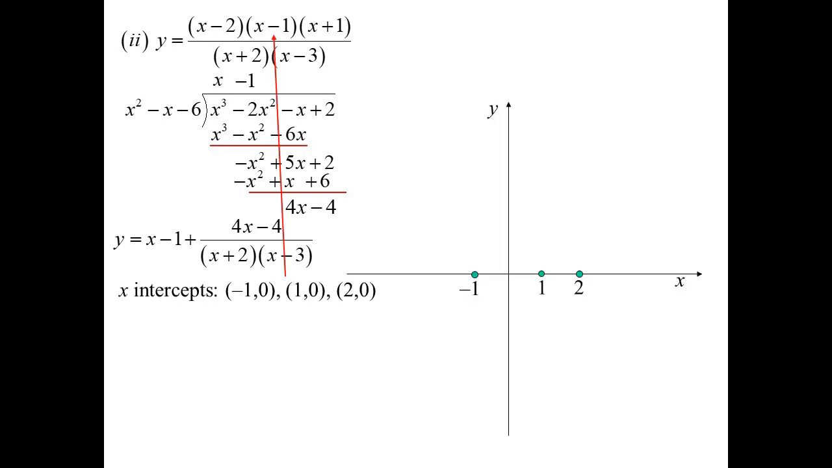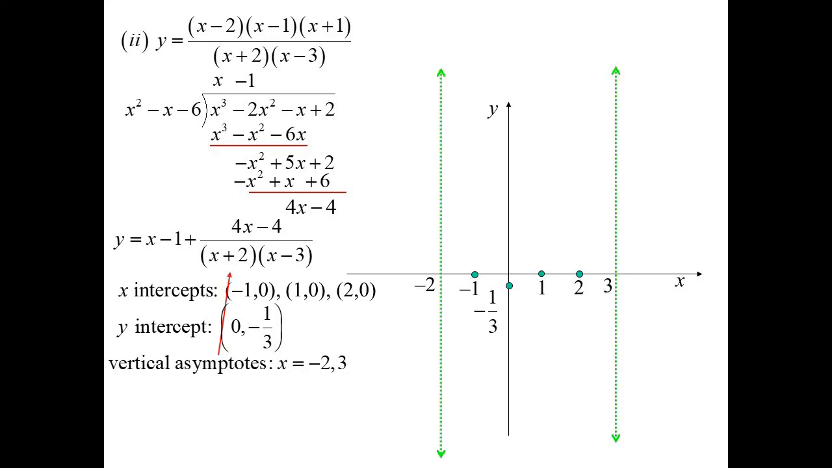Okay, let's get the information. I now know I can rewrite this function as x minus 1 plus 4x minus 4 over x plus 2, x minus 3. X-intercepts, in this case we have 3 of them. So minus 1, 1 and 2. Y-intercepts, sub in 0, we get minus a third. So I'll put that there.